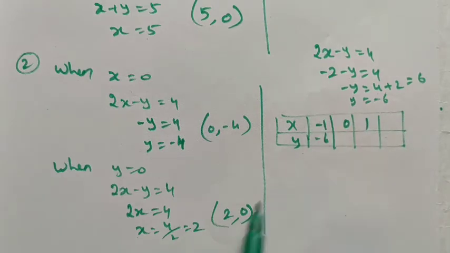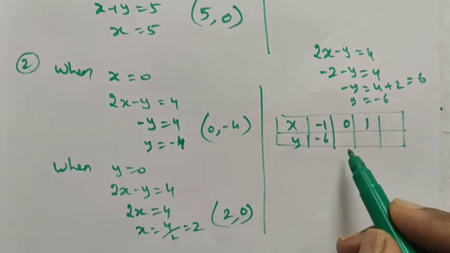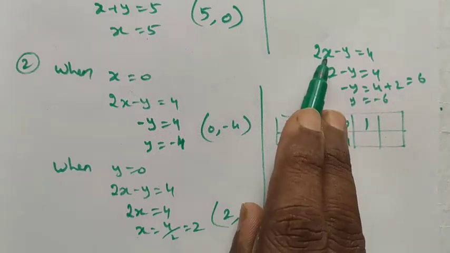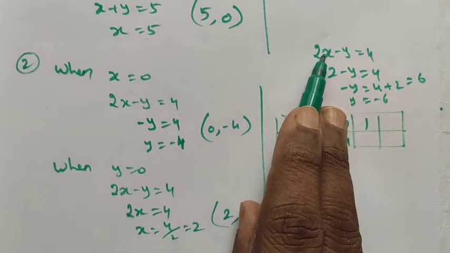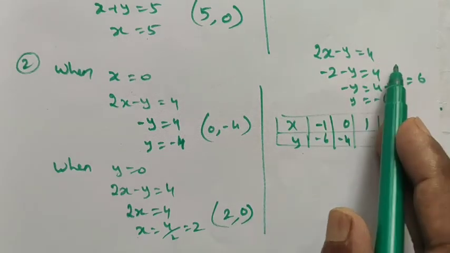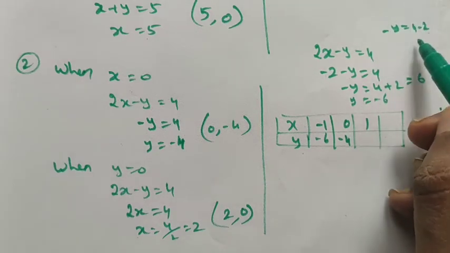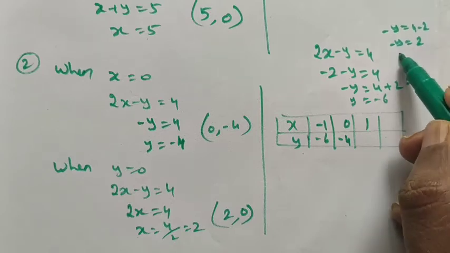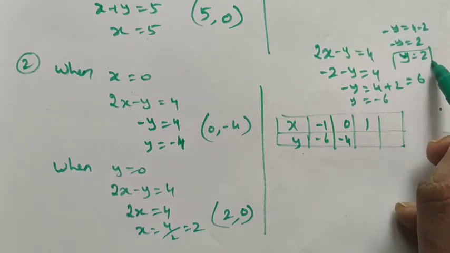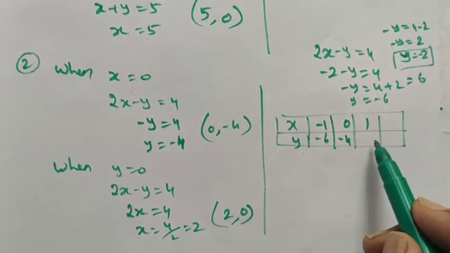And then x is equal to 0 means we have found that y is minus 4, and x is equal to 1 means 2. If I take this to the other side, we get minus 2. So minus y is equal to 4 minus 2, then minus y is equal to 2, y is equal to minus 2.